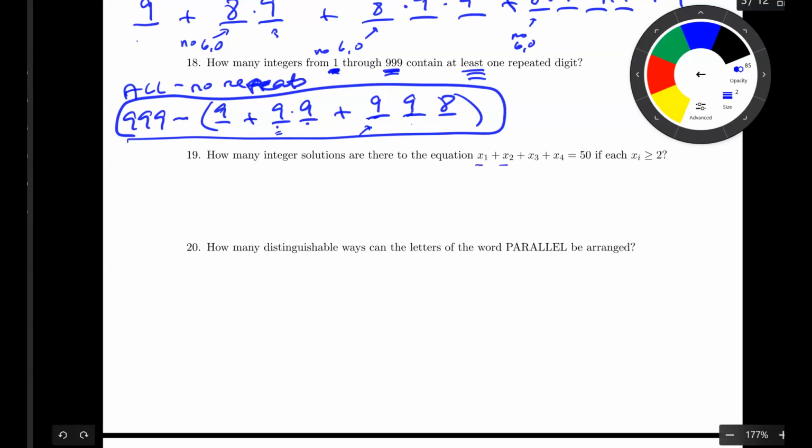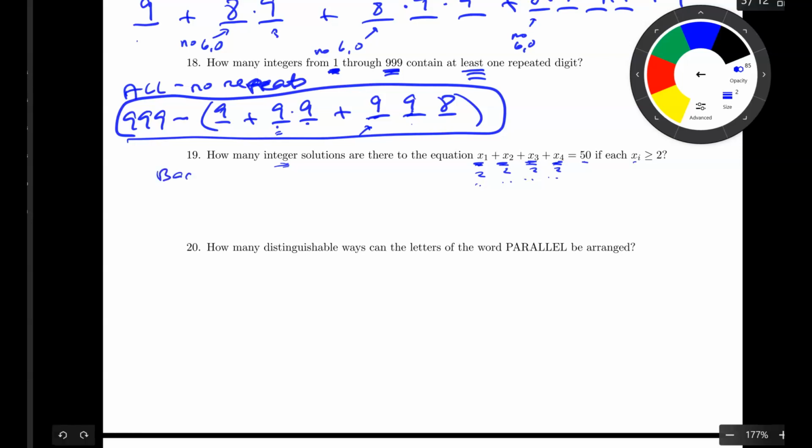Okay, so I've got this equation where I'm going to be putting things in for the x's. I wonder how many different ways I'm able to put numbers in for the x's so that it adds up to 50, and each of these has to be at least 2 already. So I have 2 here, 2 here, 2 here, and then I'm trying to find out the different ways of putting the stars into these different categories.